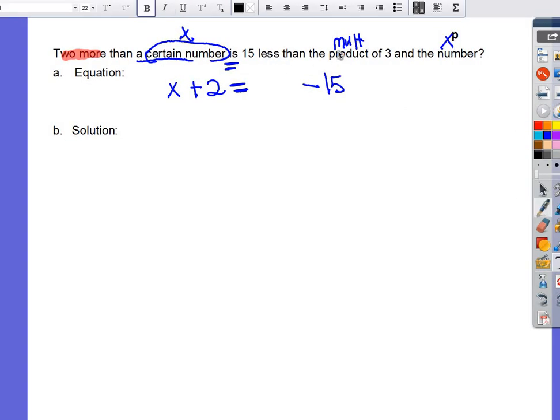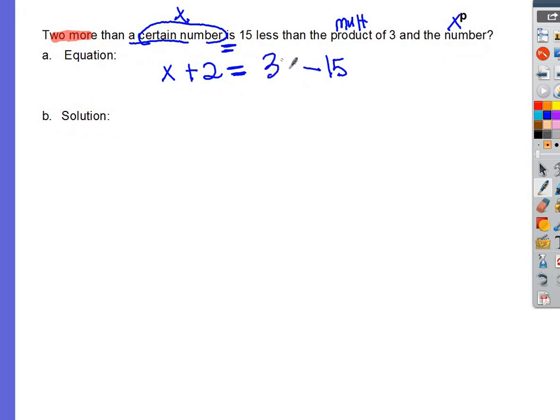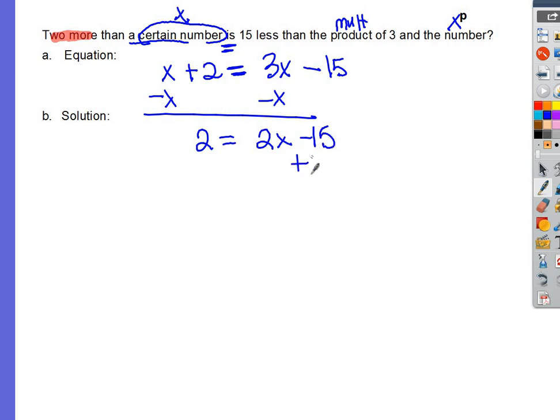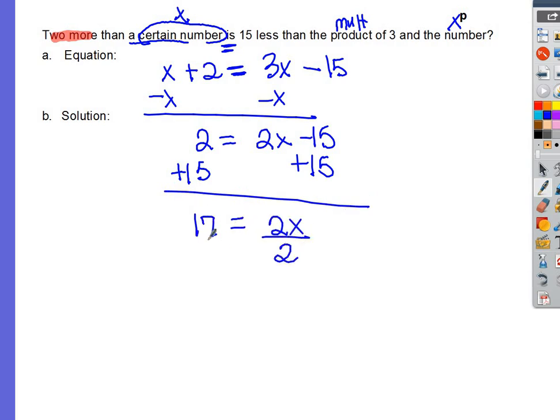Okay, and then we just solve it from there. So we're going to subtract x from both sides. You get 2 is equal to 2x minus 15. You add 15 to both sides. You get 17 is equal to 2x. You divide by 2, and x is equal to 8.5. And that's it. Make sure you guys have all of this written down.